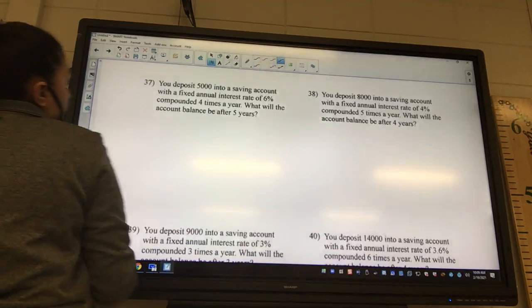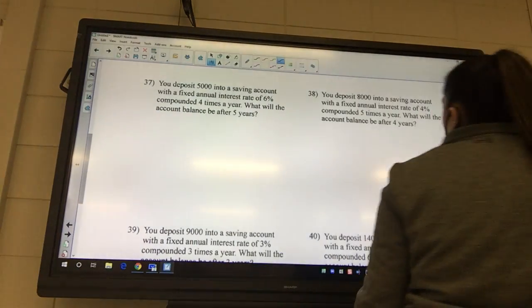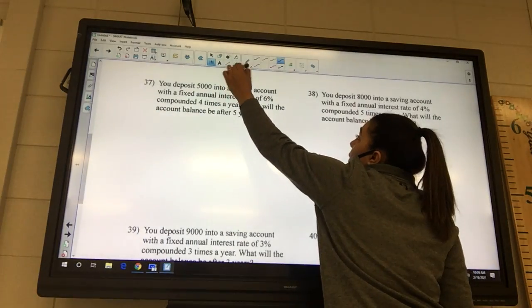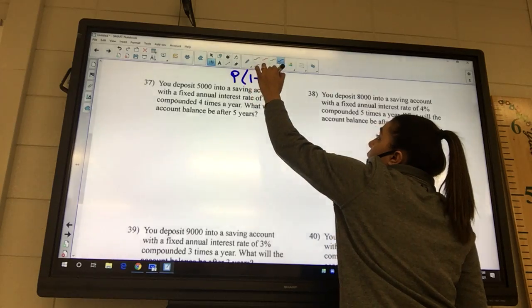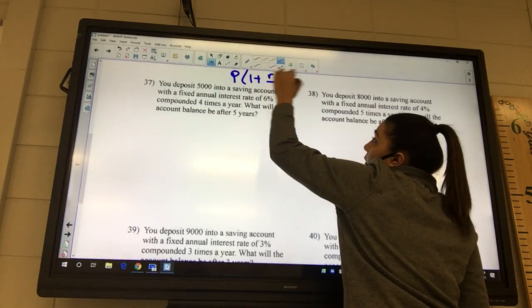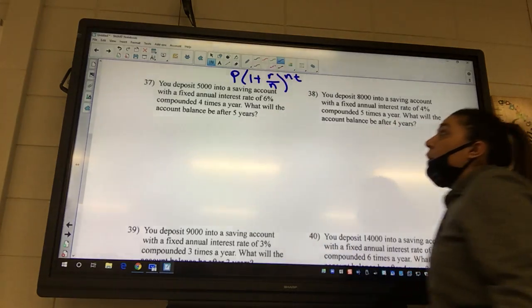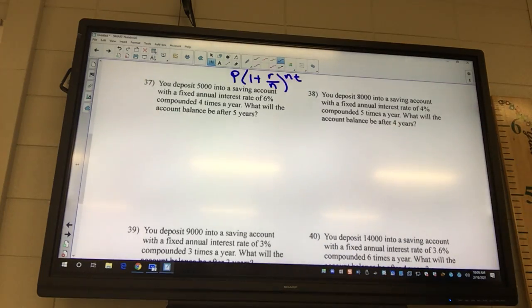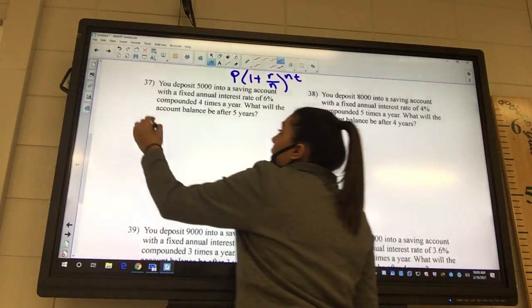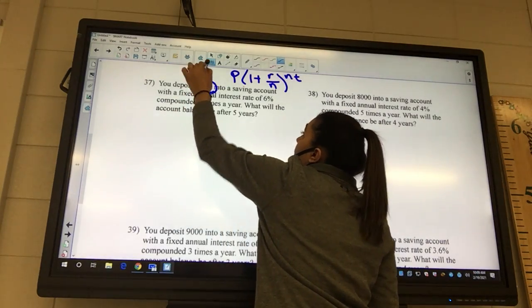Okay, the last section on here is about compound interest. Okay, and the formula goes P times 1 plus r over n, to the nt. So we're going to have P is 5,000. This is going to be your P.